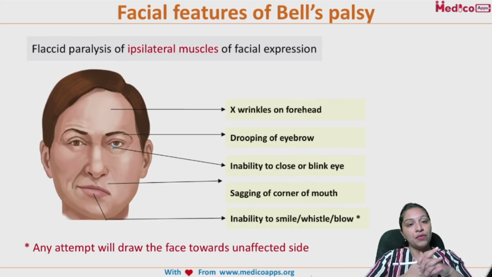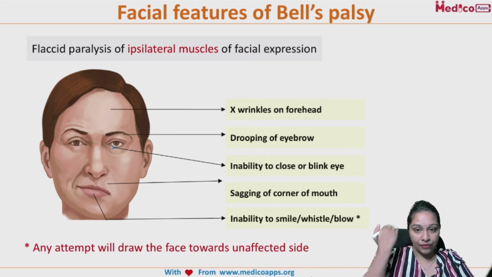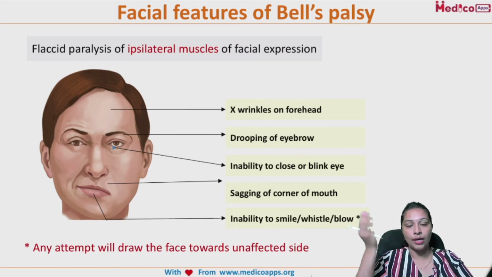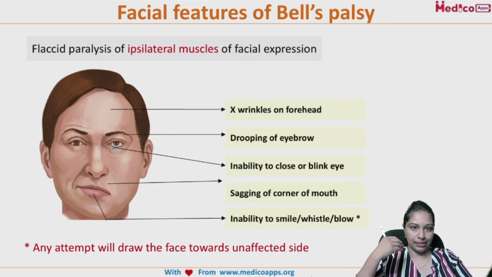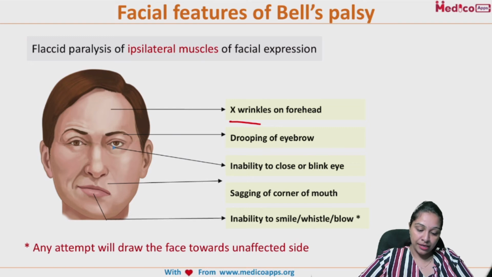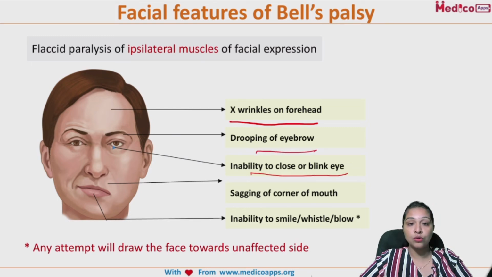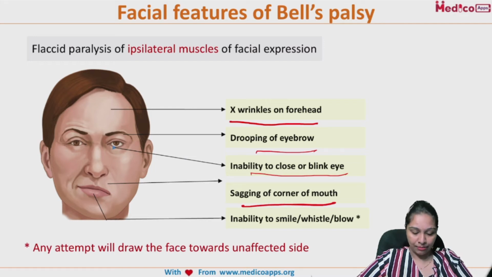So the important part over here is Bell's palsy. This is nothing but flaccid paralysis of the ipsilateral muscles on whichever side the facial nerve is involved. On that side, there is a flaccid paralysis of the facial muscles, that is, muscles of facial expression. So what happens? There are absent wrinkles on the forehead, then drooping of the eyebrow, then inability to close or blink the eye. There is sagging of the corner of the mouth and inability to smile or whistle or blow.